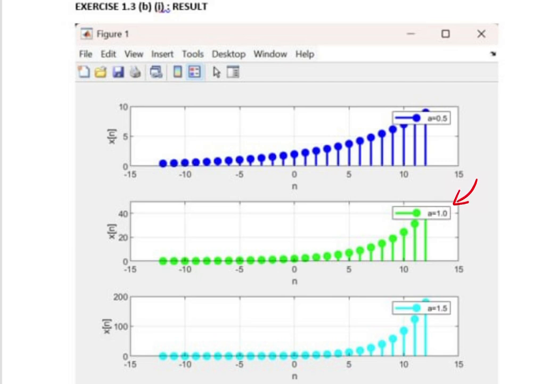Then, with a damping of 1.5, the graph looks like this. This graph shows the discrete wave with damping value 1.5. Here, the damping effect is much stronger, causing the amplitude to reduce rapidly.